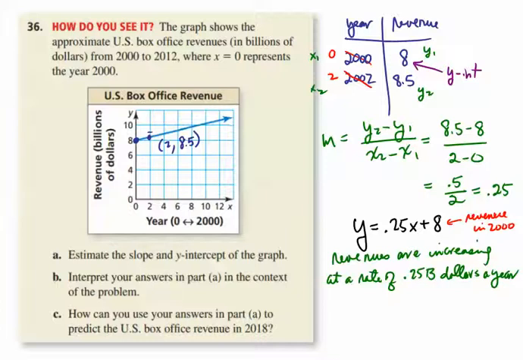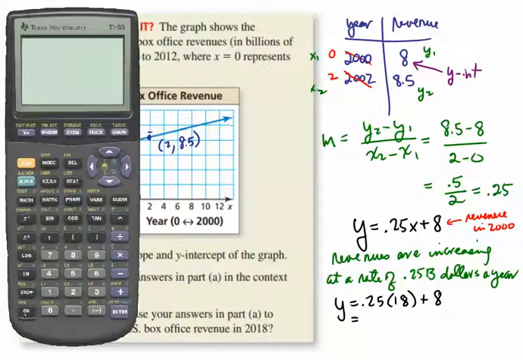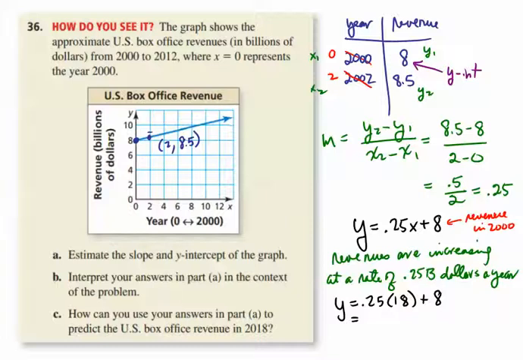Now how would we use this to predict the box office revenue in 2018? Well, 2018 would be 18 years from 2000, and so we would use y is equal to 0.25 times 18 plus 8, and using our calculator, it would be 0.25 times 18, then plus 8, about 12.5. And that might make sense if we look at our graph. At 12 we're over 10 billion, so at 18 we would likely be above 12 billion.